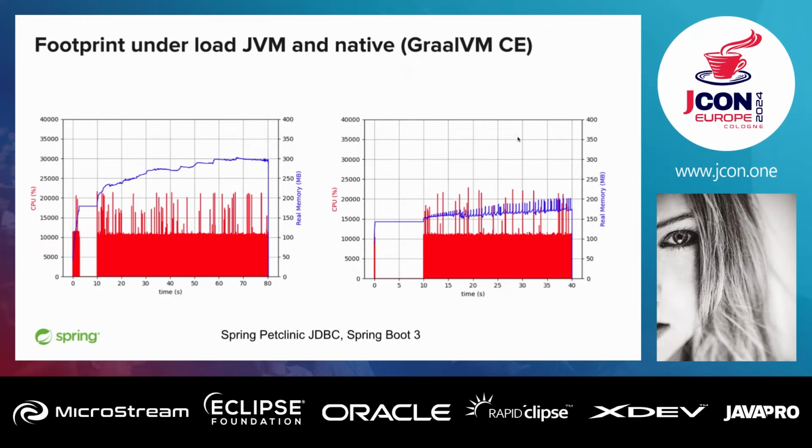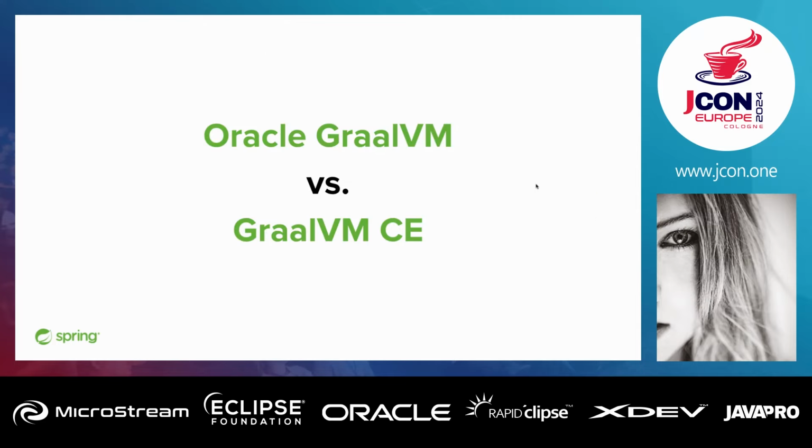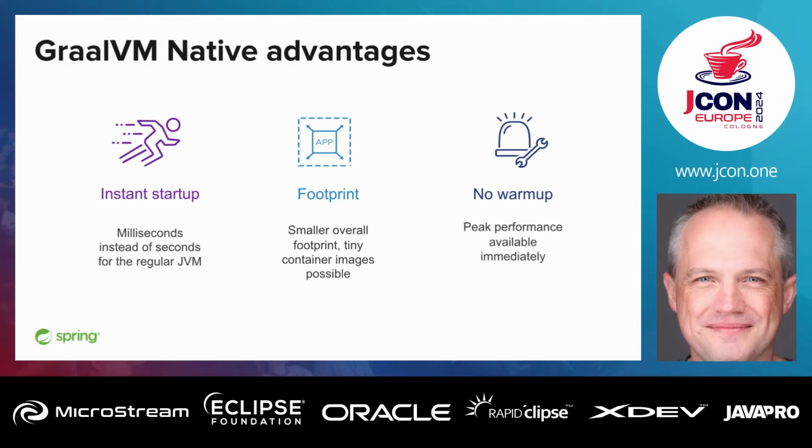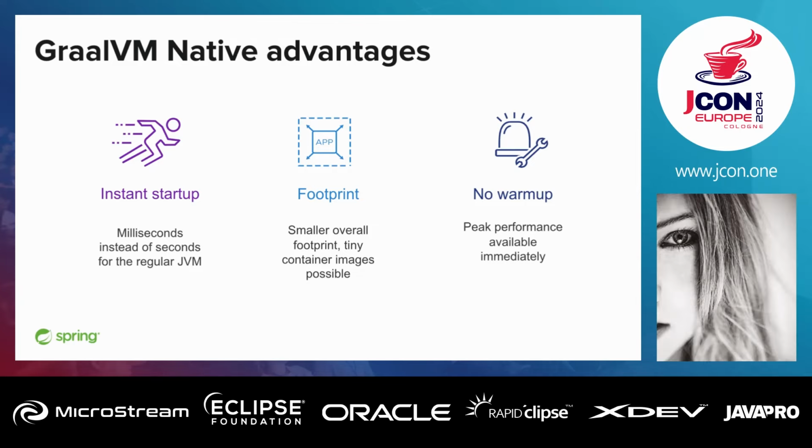Here we're using the GraalVM Community Edition. As you have seen in the keynote, there's also the Oracle GraalVM version, which potentially brings a bit more, but that comes with a license cost, so that's something you can discuss with the Oracle folks. So with GraalVM native images, I have my instance startup in milliseconds instead of seconds for the regular JVM. I get a much smaller footprint, so very tiny container images are possible with my native images. I have no warm-up time, so my peak performance is available immediately, so I can just start and go.